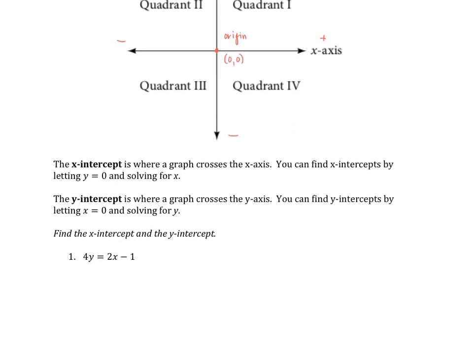Okay. The x-intercept, or intercepts, depending on your graph, is where the graph crosses the x-axis. You can find x-intercepts by letting y equal 0 and solving for x. The y-intercept is where a graph crosses the y-axis, and you can find those by letting x equal 0 and solving for y. So notice that if you're finding an x-intercept, you let y be 0. So you always let the other variable be 0 from the intercept that you want to find. So if you're finding the y-intercept, you let x be 0.